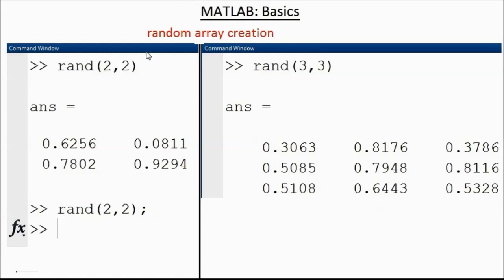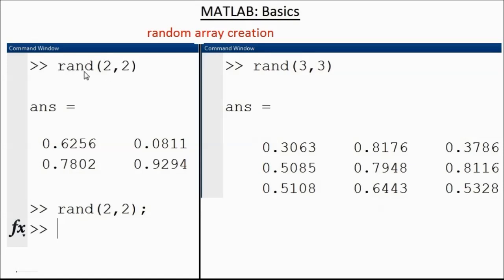Random arrays may also be created by using the rand command. So rand takes 2 arguments. It can also take 3 arguments. Zeros also can take many arguments. We have multidimensional arrays and matrices.